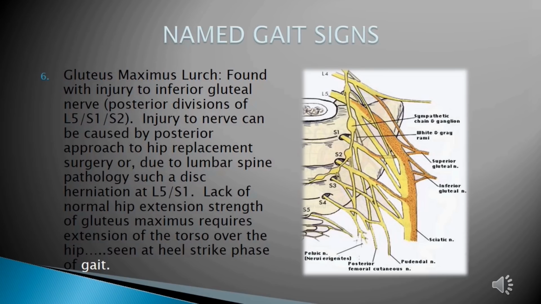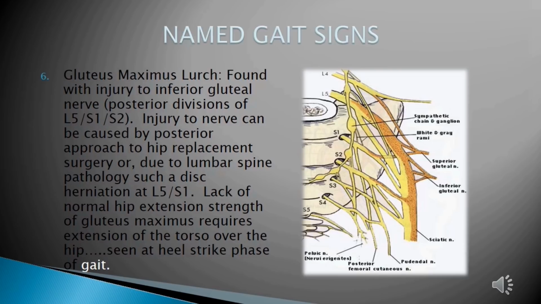Then finally, the gluteus maximus lurch is an interesting gait disturbance. It's not as frequently seen as the Trendelenburg gait or the steppage gait, but it is out there because it is also caused by injury to any of the spinal nerve roots, L5, S1, or S2, or also due to an injury to a local peripheral nerve known as the inferior gluteal nerve, which can often be damaged with hip replacement surgery.